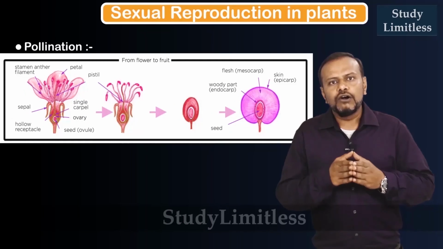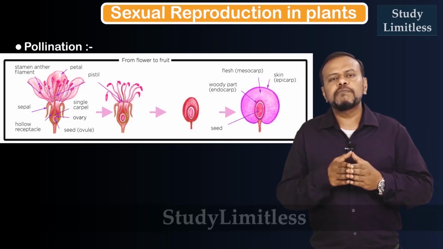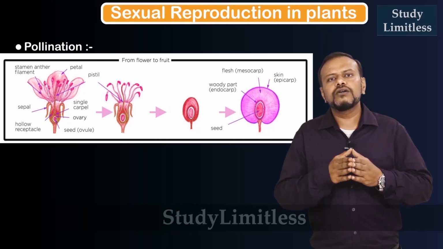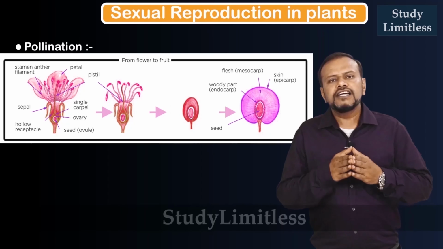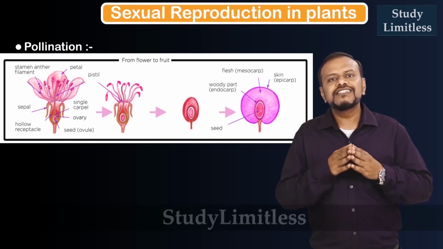During the development of the zygote or after fertilization, the floral parts like sepals, petals, etc. are either shed off or they fuse to form the fruit of the plant. Inside the fruit lies this developing zygote in the form of a seed.